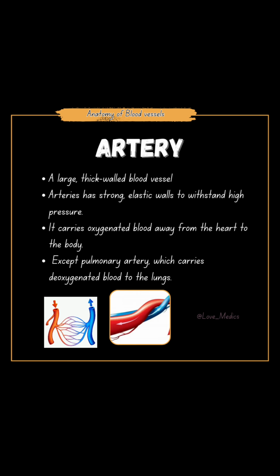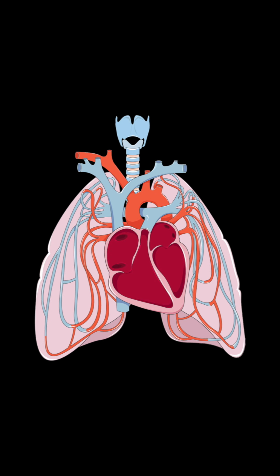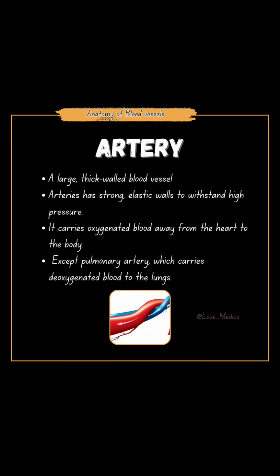The arteries carry oxygenated blood away from the heart to the body. Oxygenated blood means oxygen-rich blood, except the pulmonary artery, which carries deoxygenated blood from the heart to the lung. So the pulmonary artery is the exception to the criterion that arteries carry oxygenated blood.